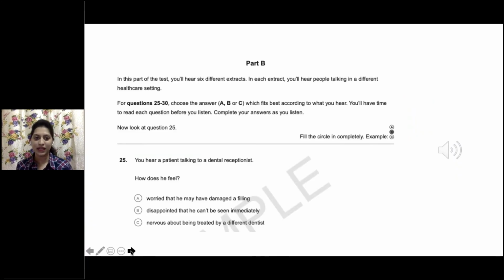So here's part B, and I will be playing the audio clip for this one question here. This is how the rest of the questions will go in part B. This is just to give you an idea so that you can perform better and know where you stand.